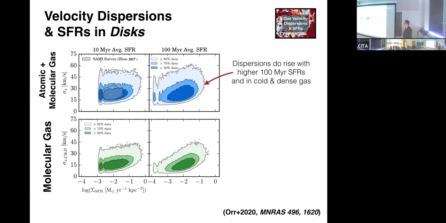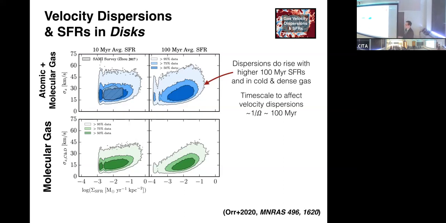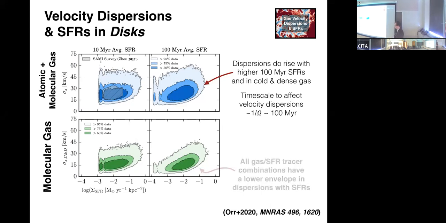It does increase, in that higher velocity dispersions do correlate with higher star formation rates, but that might also be just some effect of the centers of galaxies. Maybe these things aren't all that connected. As you're averaging over short time scales, again, this is 10 Myr, so H-alpha-ish time scales, versus 100 Myr, longer time scales, UV or some such thing, there is a bit of a response.